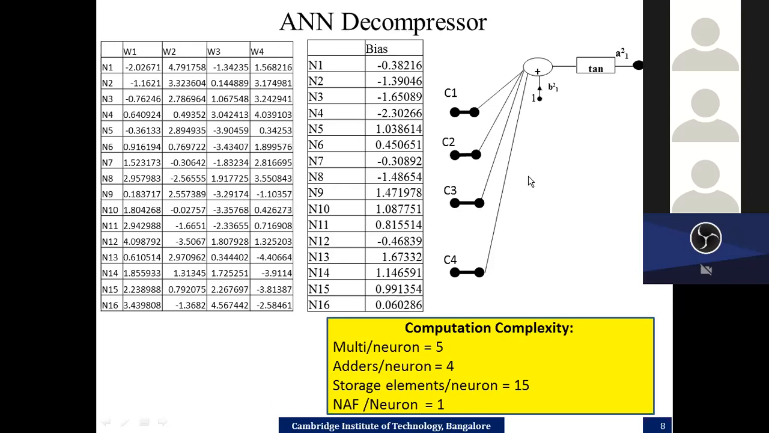Now for the compressor, again, I have identified the weights which I could get after training the program. There are 4 weights for every neuron, and all these 4 weights are basically fractions, real numbers. So now you have to see how to implement this for your hardware implementation.